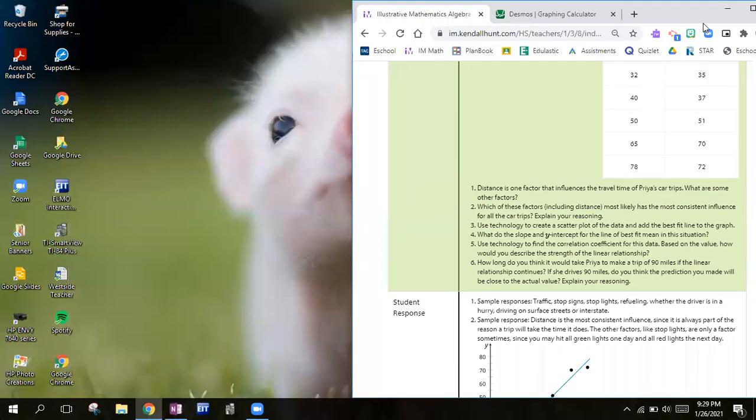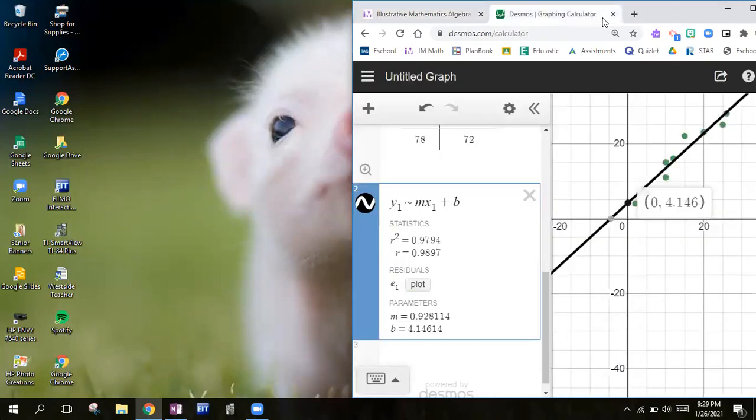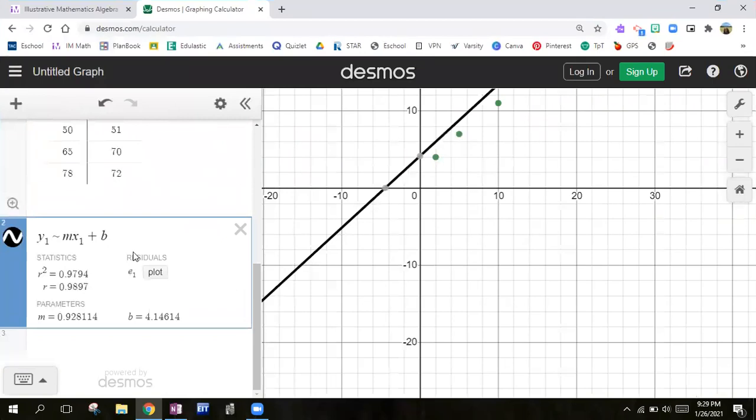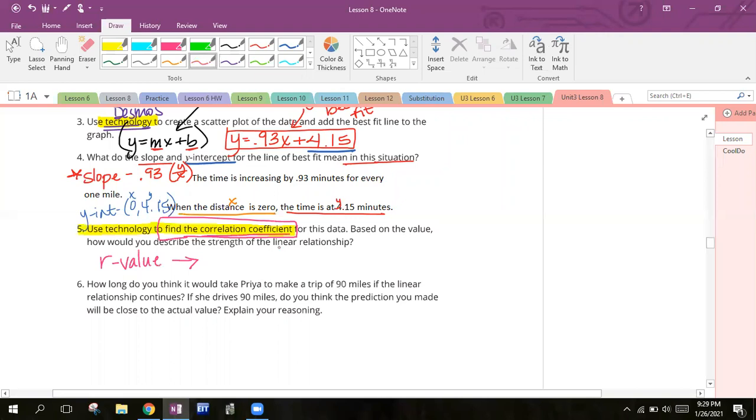So just going right back to where we had that graph earlier and we typed in that line of best fit, it gives us our correlation coefficient right here, the R value. It's 0.989. If we rounded that up, it would be 0.99. So my R value is 0.99.